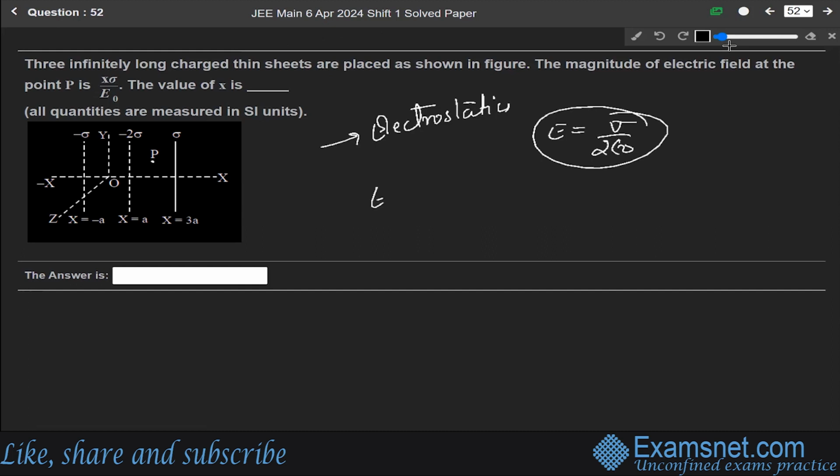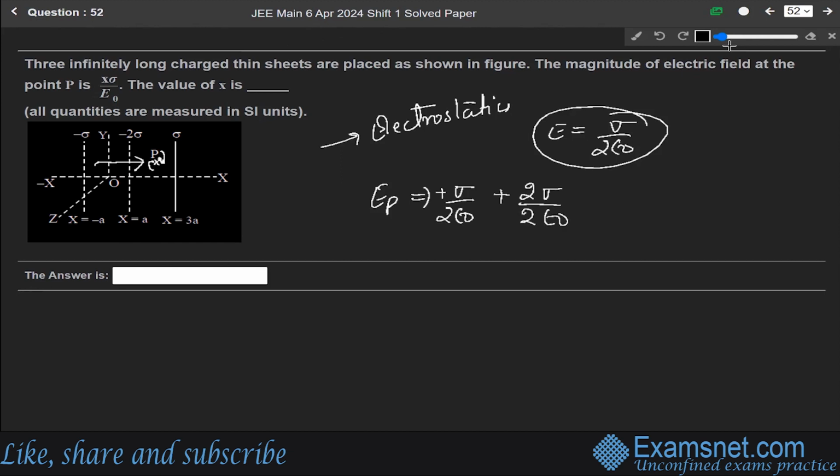So at point P, due to the first sheet, it will be sigma over 2 epsilon naught. Since it is minus sigma, for such types of questions we always assume that for any point where the question asks to find the electric field, we have considered a unit positive charge. If the sheet is negative, it will attract the charge towards it, so we take it as positive. For minus 2 sigma, it will also attract towards it, so it will again be positive, plus 2 sigma over 2 epsilon naught.